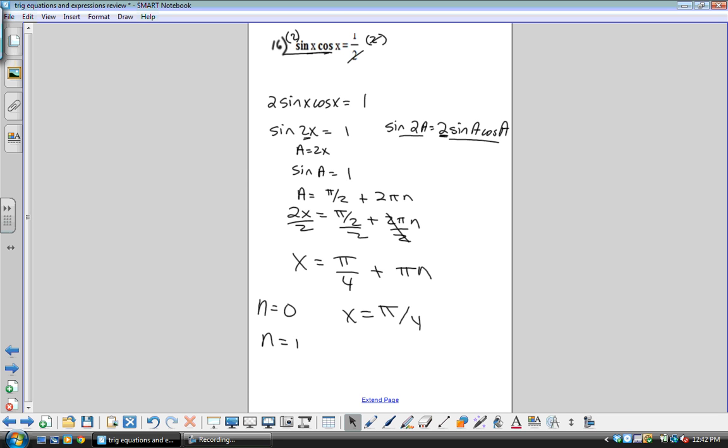Right, let's let n be 1. So n is 1 here. This, I would just think of pi as just being 4 pi over 4. And so pi over 4 plus 4 pi over 4 would be 5 pi over 4. Now when n is 2, this is going to go to 2 pi, and that's going to be too large. Anything, of course, if you add 2 pi that's positive is going to be bigger than 2 pi.